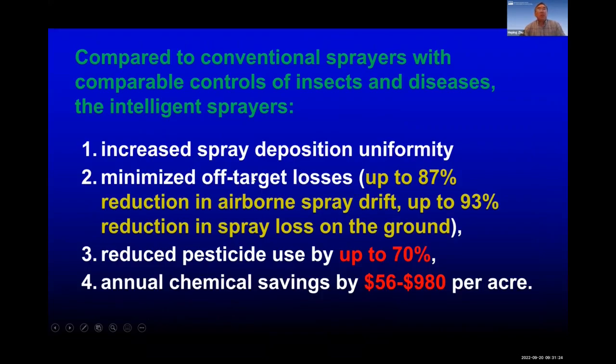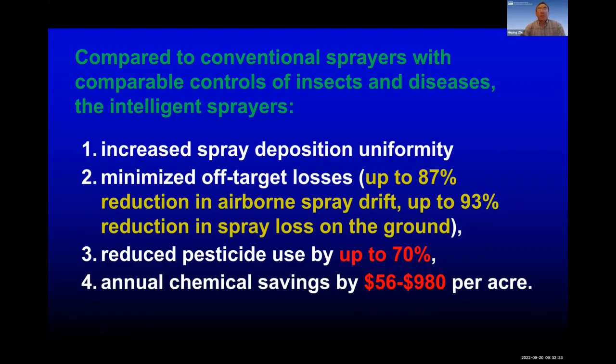Field tests also showed that the sprayers retrofitted with the intelligent spray control system can reduce airborne spray drift by over 87%. The airborne drift is the spray droplets, chemicals flying in the air, not landed on the ground. It also reduces the spray loss to the ground by almost 93%, and reduces pesticide use by up to 70%. Growers who participated in the trials report annual chemical savings of $56 to $980 per acre. That depends on crop types or location, because costs in Ohio will be different from Oregon or California.